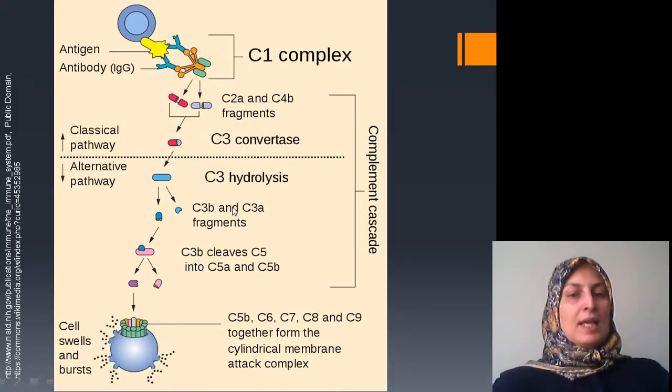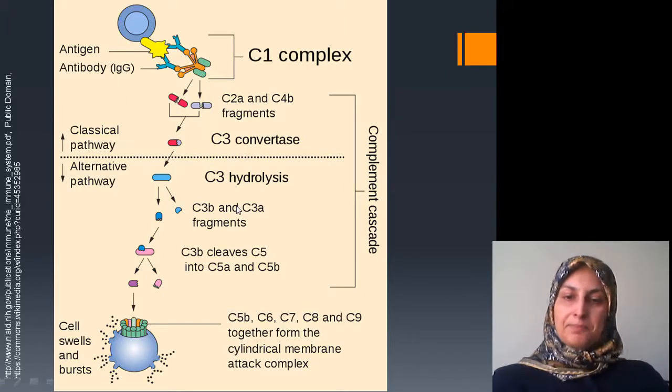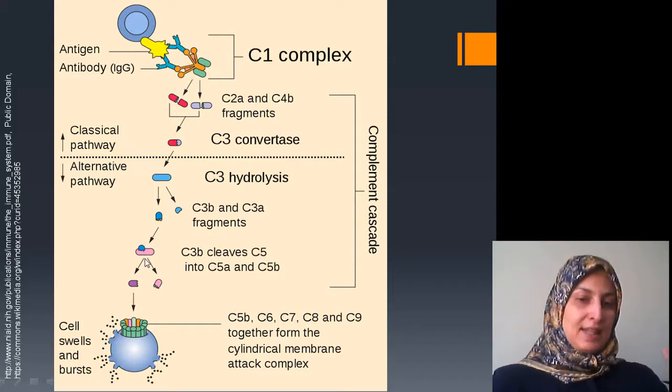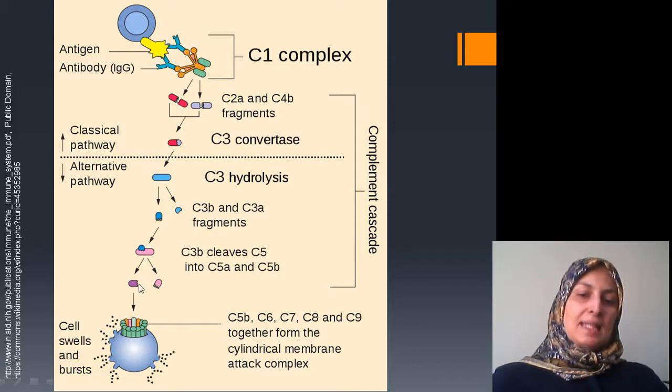into two fragments. Now, one of the most important fragments that we are going to consider is the C3b. So the alternative pathway and the classical pathway will meet at the point of the hydrolysis of the C3, or the cutting of the C3 into C3b and C3a. The important molecule that we need to remember is the C3b, because the C3b would activate the C5. Activating C5 means cutting it into two pieces, a small piece and a big piece.